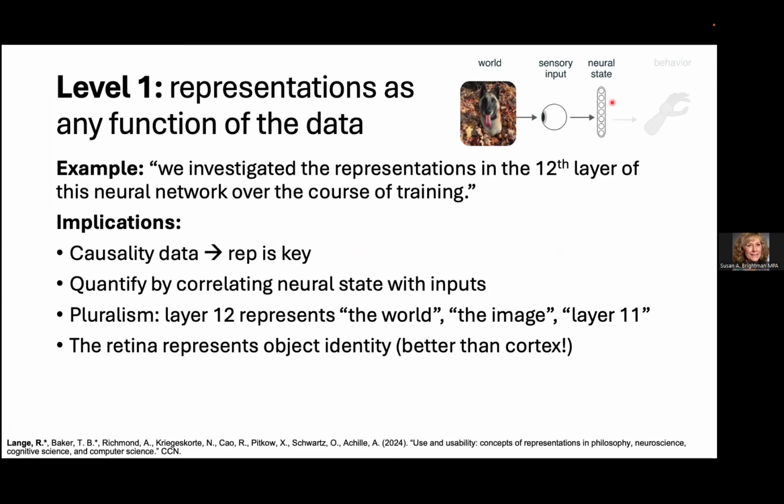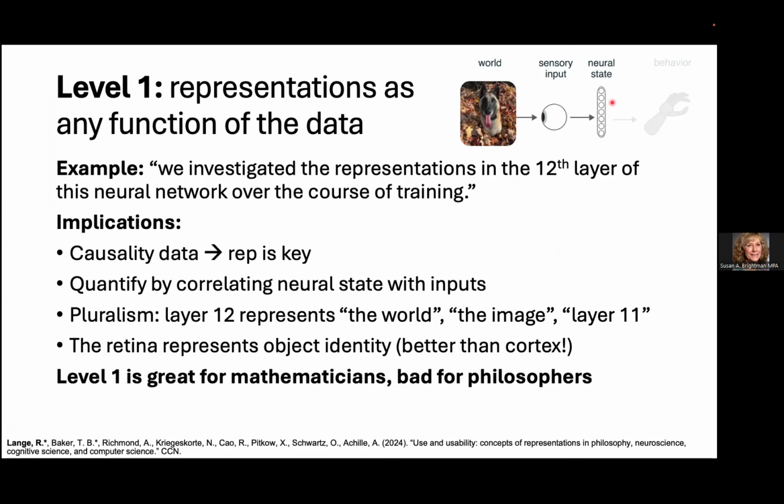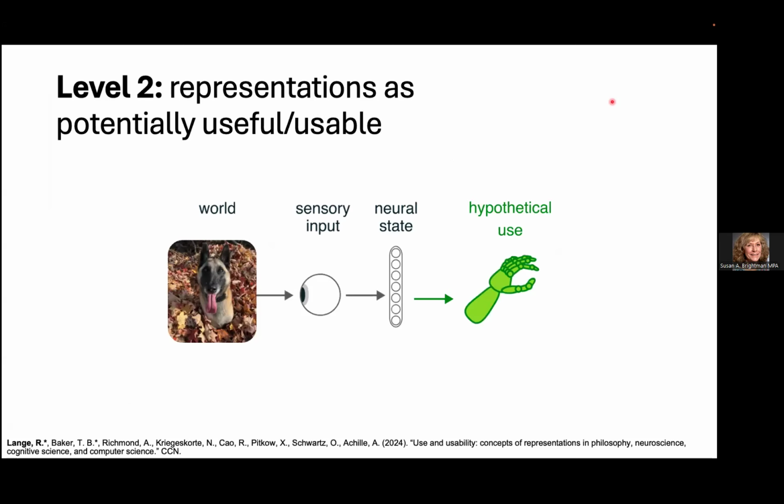Another interesting implication of this perspective is that if you apply this to neuroscience, you might say that images come into the eye, and the eye is representing everything out there because neurons in my eye are responding to the visual world. In fact, you would conclude by this definition that it's doing so better than any part of the cortex, the higher level visual processing. In other words, level 1 is a great perspective for mathematicians to take if they want to quantify what's going on in a neural network, but it's not really getting at this philosophical idea of what is a representation. This brings us to level 2.